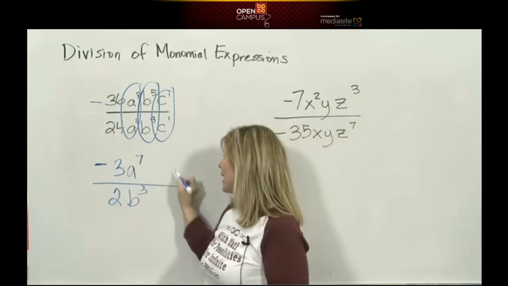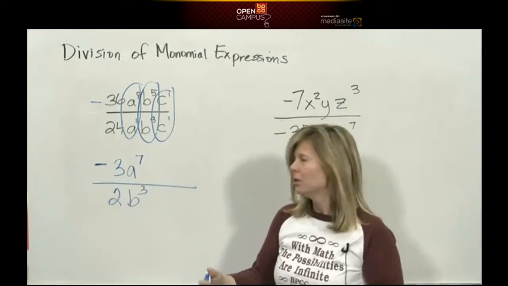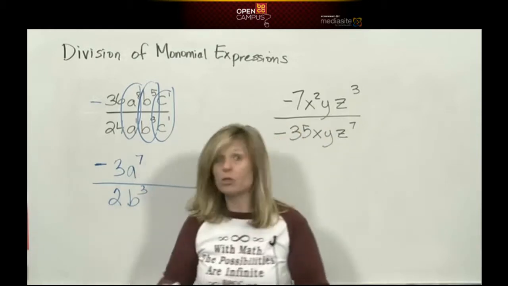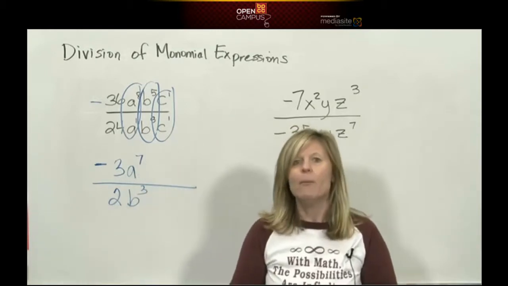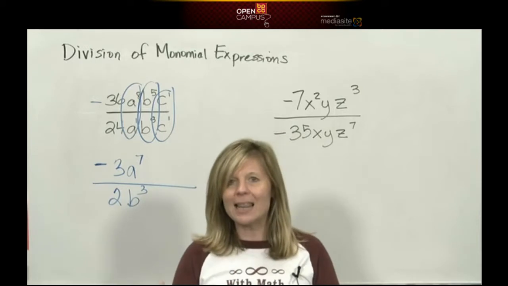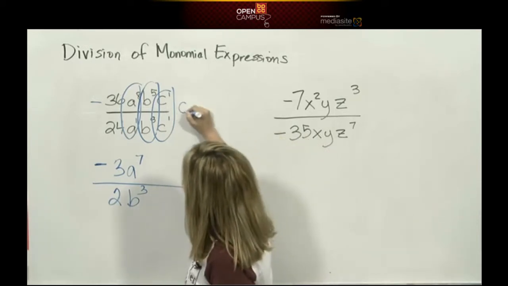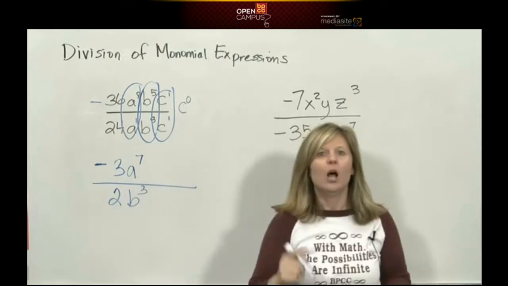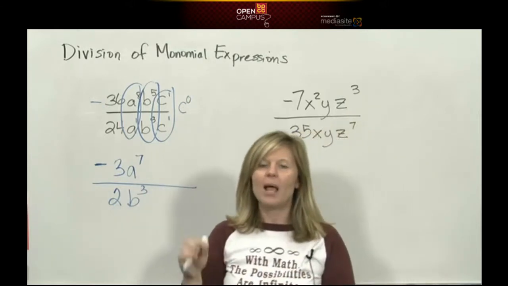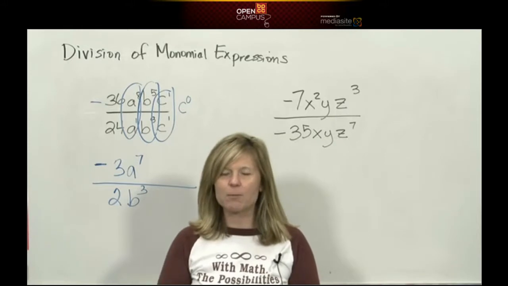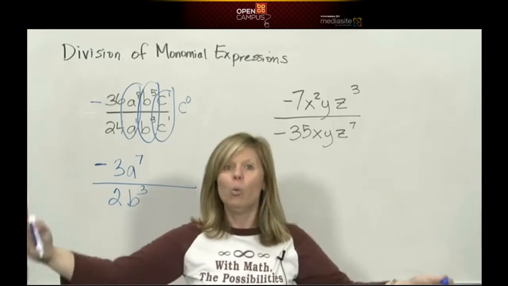Do we write in our answer c to the 0? Well, if you want to write it, that's fine, but don't do that because you don't need it, because you'll get marked wrong. c to the 0 is not simplified form. So you're never going to see in algebra the answer c to the 0. We just learned in the previous video, any base to the 0 exponent is the number 1.